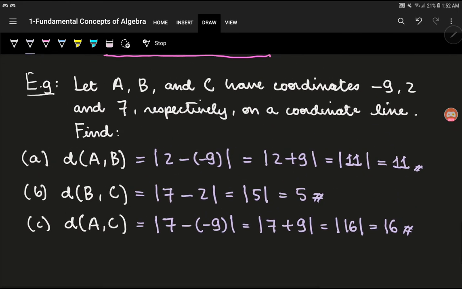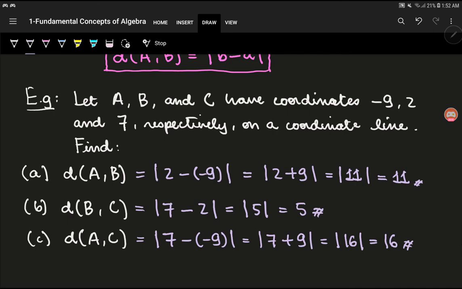So here we learned the interpretation of absolute value on the number line, that is the distance from the origin to the number itself. And now we have learned four basic properties of absolute value. From here we can use the absolute value to calculate the distance between two points on a coordinate line.